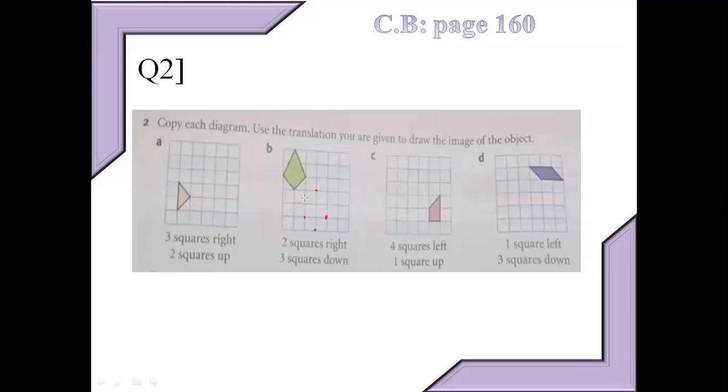Then you match the points. This one with this one with this one. This is how your shape is going to look.